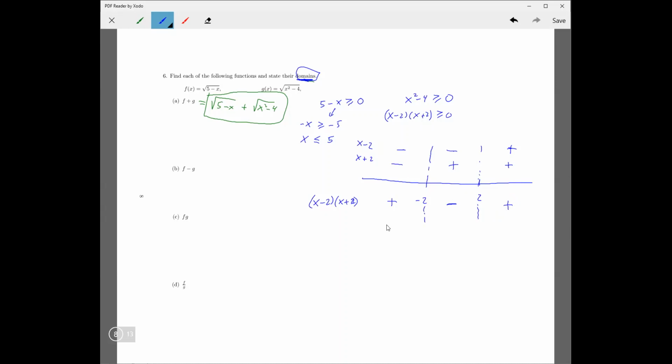Okay, so here, this is true when from -infinity to -2, or from 2 to infinity, but not between. Okay, so between -2 and 2, this is negative, so that's not true, and then this will be not defined.